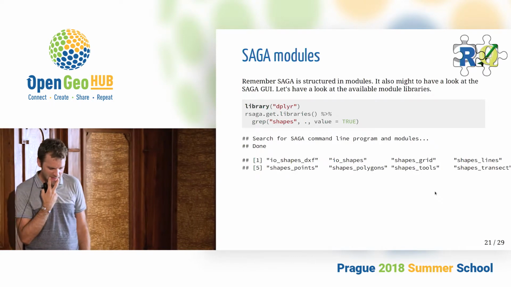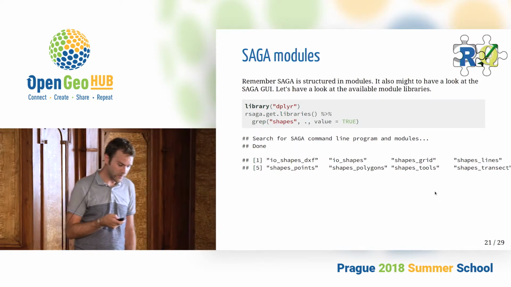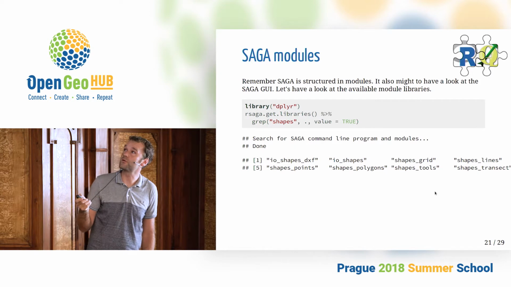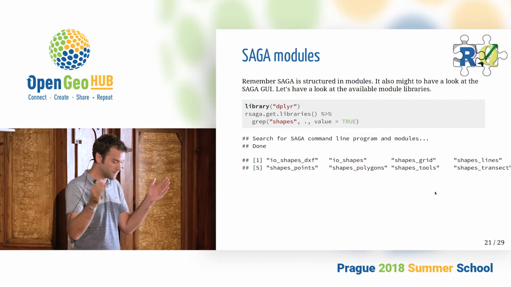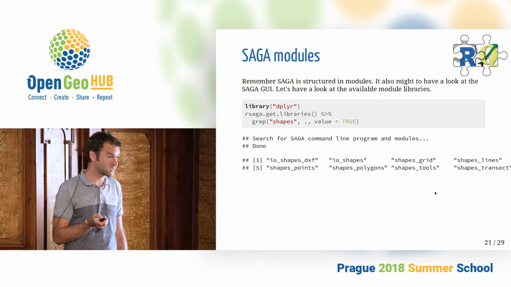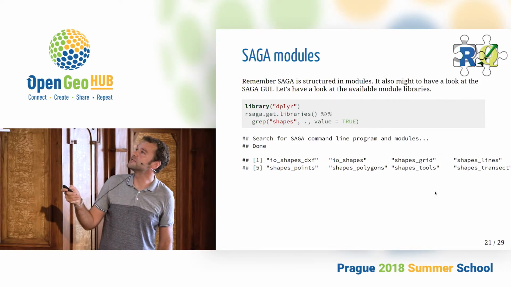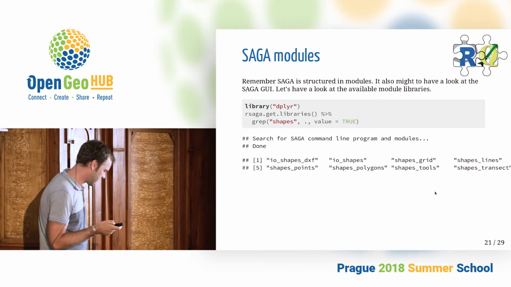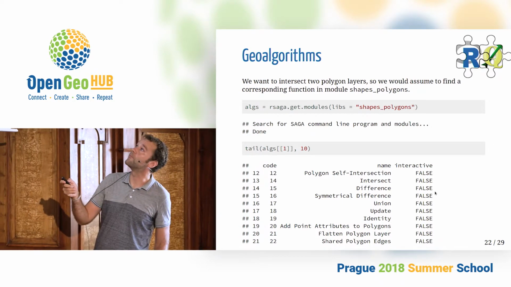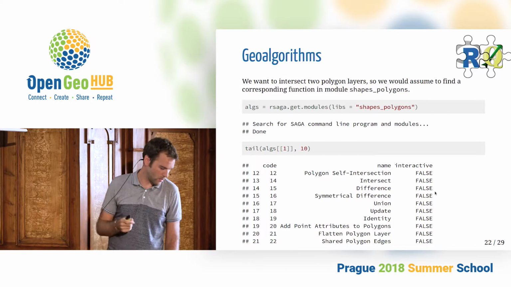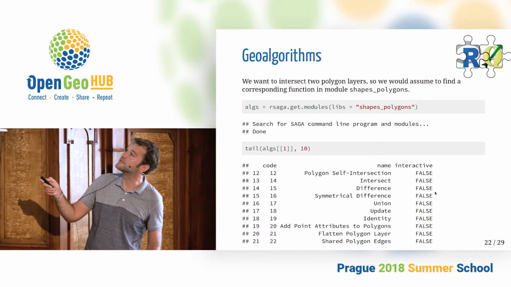After we have done that, we also have to find out what the names of the different libraries and of the different geoalgorithms in each library are. And rsaga.get.libraries will tell you more about it. I just give back here all libraries which have the word shapes in it, because we want to do an intersection of polygons, so these are shapes, vector layers. And here we see, okay, there's shapes_polygons. I guess we will find our intersection function there, and using the rsaga.get.modules command here, it will give back all geoalgorithms which are available in this module. And in this case here, there is an intersect function.